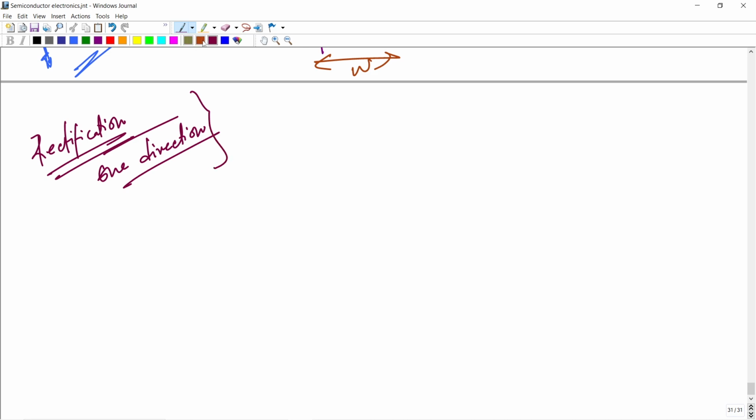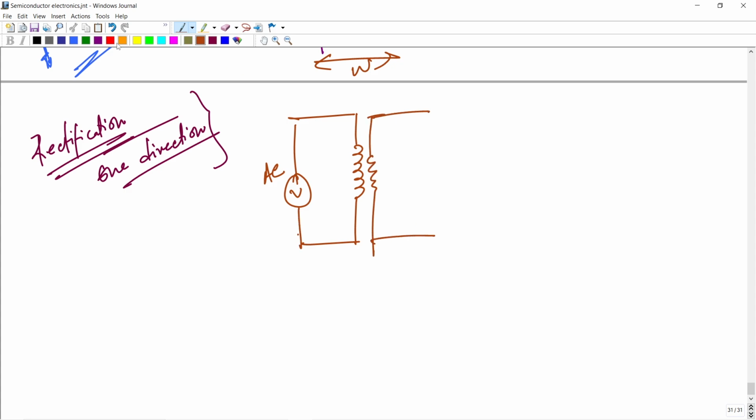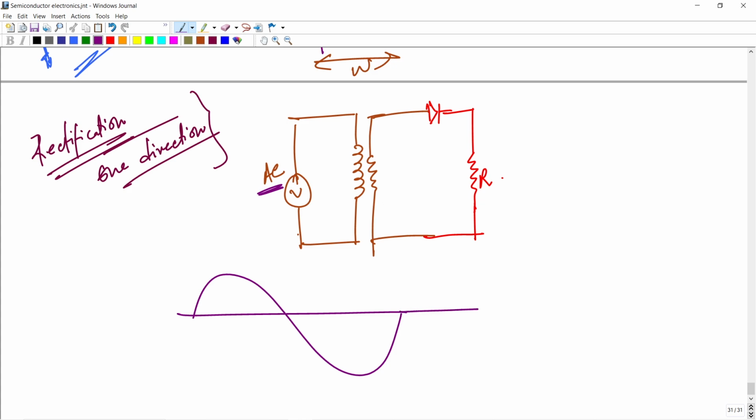So suppose there is a transformer and an AC source, the AC mains, with a primary coil and a secondary coil. There is a diode connected to the load resistor R. You can see there is an AC source here, and the AC source looks like this.